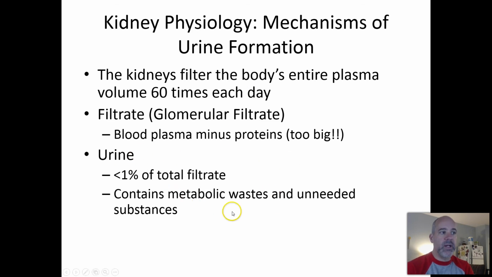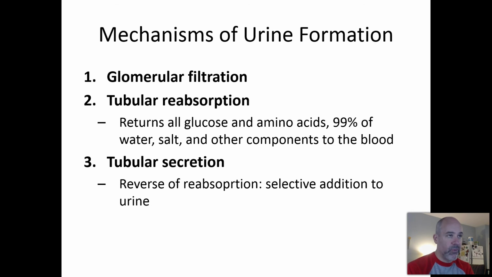So the urine, again, will contain the waste and other unneeded substances. So we're getting rid of what we don't need, and we're going to try to keep what we do need. There are three major mechanisms that occur during urine formation. And the first step is going to be this glomerular filtration. That's going to be the major subject of the first two video lectures on urine formation.